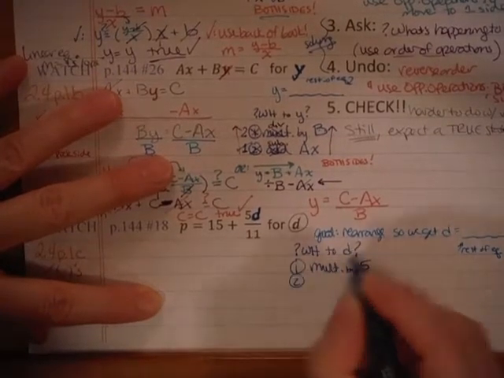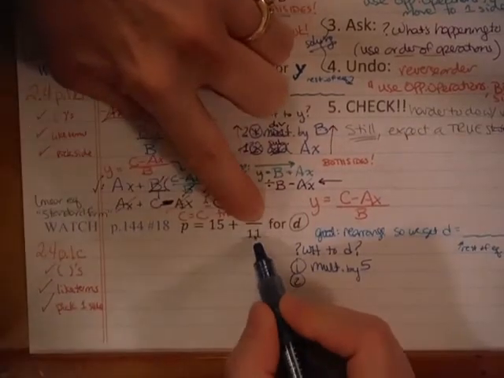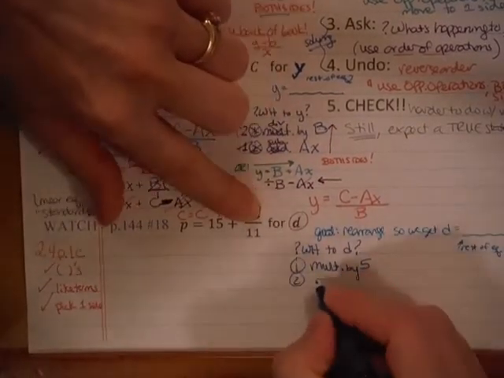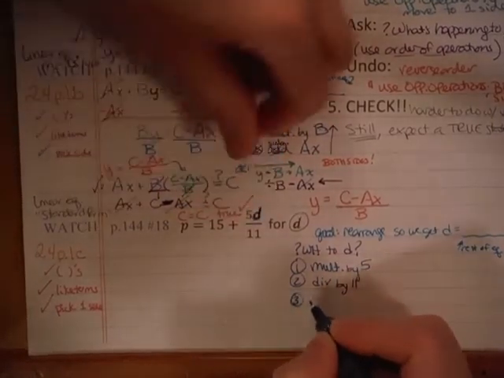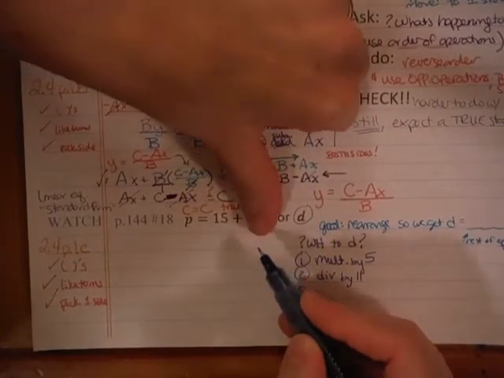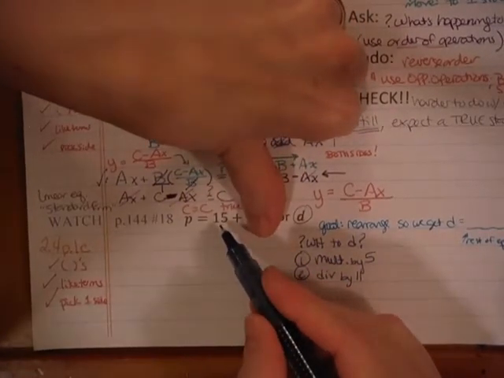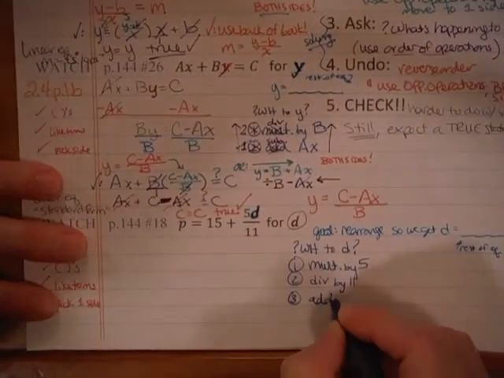What would you do next to d? Well, then you've got whatever this answer is, division and addition. Division comes first, so you would divide by 11. After that's done, so now imagine you put a number in, multiply by 5, get an answer. Divide by 11, get an answer. What's the last thing left to happen to this d that we put in? Add 15.